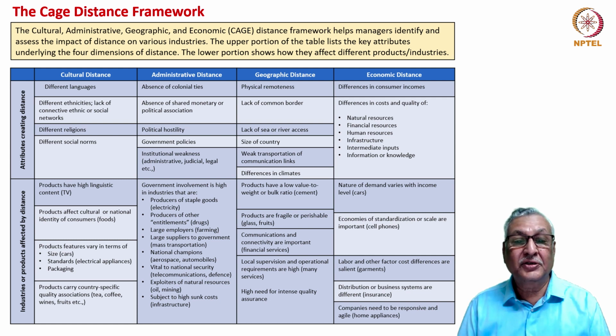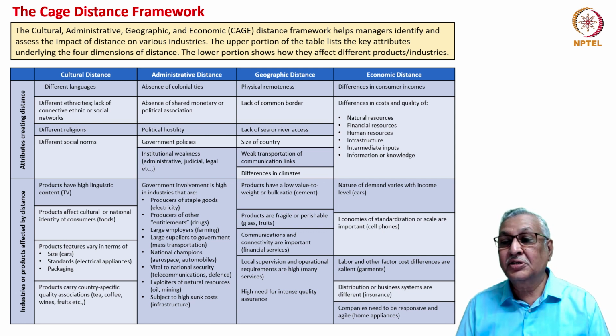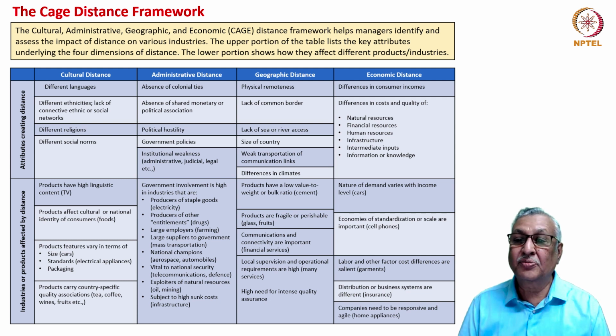That is, if a country is seen to be having poor judicial structures, companies will be reluctant to export to such jurisdictions. The geographic distance is influenced by the following attributes: physical remoteness, lack of common border, lack of sea or river access, size of country, weak transportation of communication links, difference in climates. And the economic distance is driven by the difference in consumer economics, consumer incomes, difference in costs and quality of natural resources, financial resources, human resources, infrastructure, intermediate inputs, and informational knowledge.